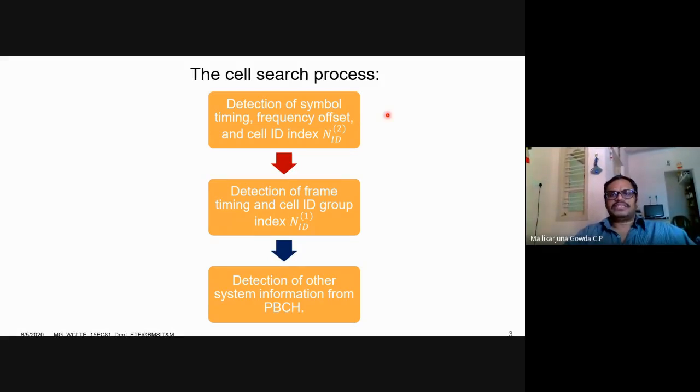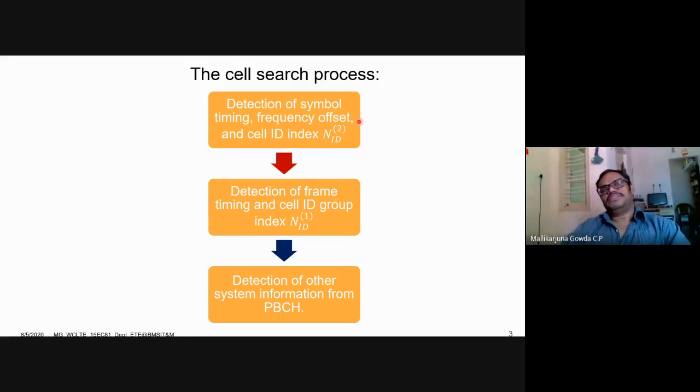In slot 0, if it is a normal CP, we will have 7 OFDM symbols. The 7th OFDM symbol will be the PSS signal. Then the 6th OFDM symbol is the secondary synchronization signal in slot 0. Again, the same PSS will be transmitted in slot 11, that is, slots numbered 0 to 10, the 10th slot. In that, again, OFDM symbol 7 will be transmitted as the PSS signal. I hope you are understanding what I am talking about, right? So that will be the same.